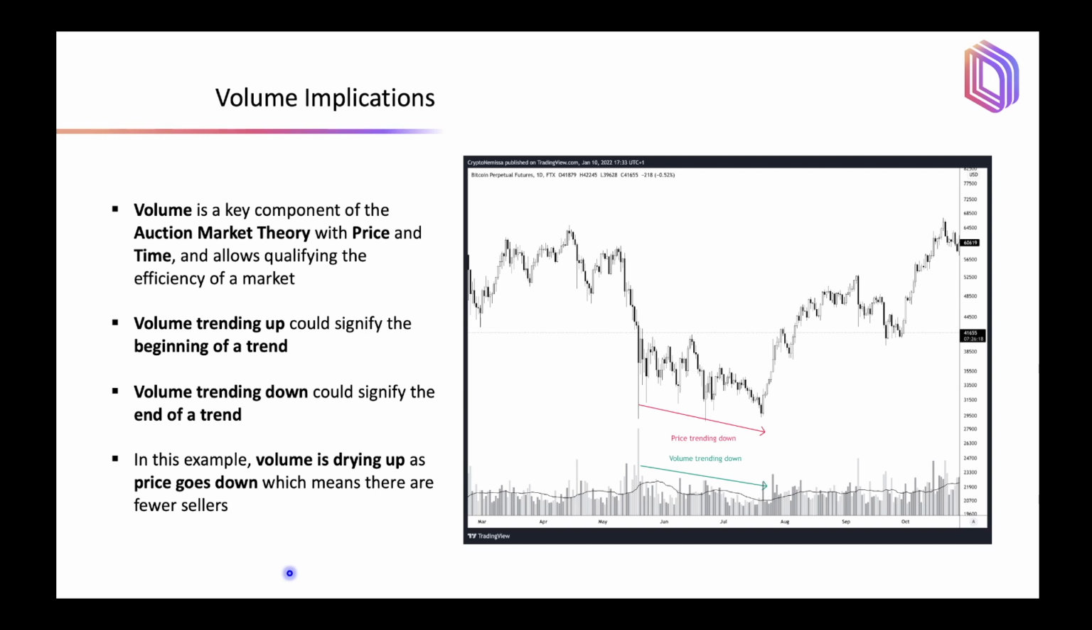So essentially, volume trending up could signify the beginning of a trend, and volume trending down could signify the end of the trend. It's not always the case, but that's a good rule of thumb to keep in mind.